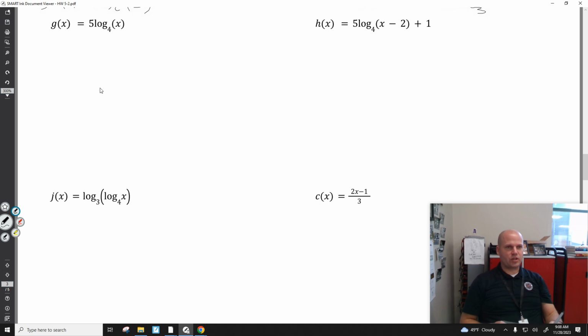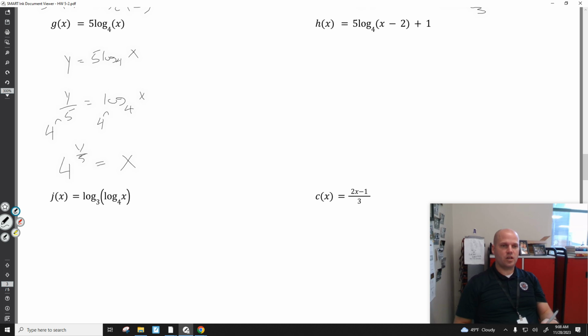Let me do this one Mr. Huffaker's way. You'd say y equals 5 log base 4 of x. Solve for x. I would divide by 5, then take 4 to the power of both sides. You get 4 to the y over 5 equals x. This is the reverse engineered. Take your y's, divide them by 5, take 4 to the power, and you'll bring them back to the x's.